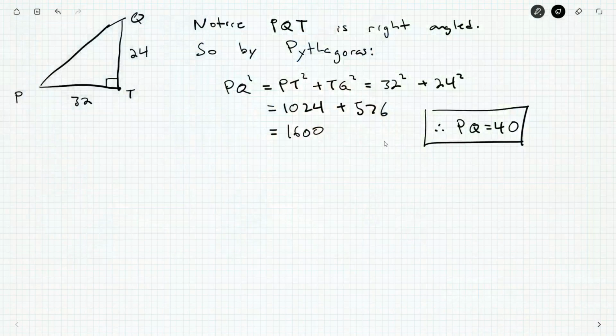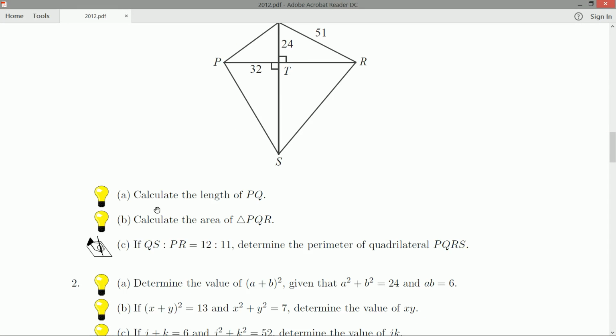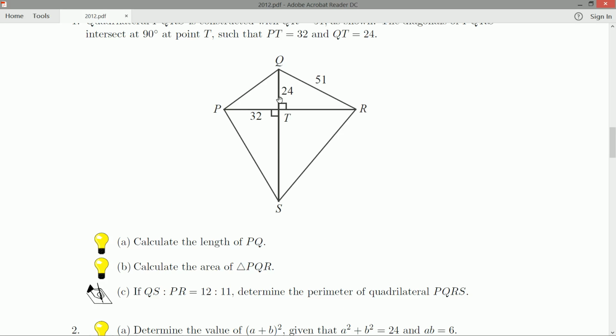So that's A part. We've got 40 here, and we could add that to our diagram if we wanted to, but let's see if we need to. B part. Calculate the area of PQR. Okay, so now we're at the top half of this quadrilateral PQRS. So I know that we've got a 40 there. How do we calculate areas? Well, it's a triangle. So if we had a base and a height, well, PR would be a fantastic base.